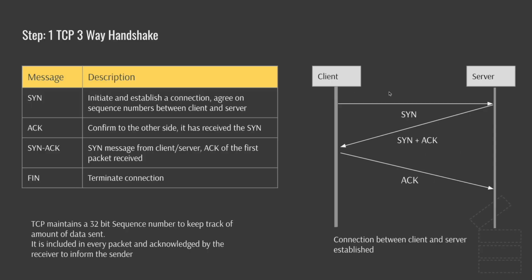As I said, this step involves three processes, and that's one of the reasons why it's called a three-way handshake. And TCP maintains a 32-bit sequence number to keep track of the amount of data sent, and this sequence number is included in every packet. It will be acknowledged by the receiver, and the acknowledgement will be sent back to the sender. So this brings step 1 to an end. So we will look at step 2 now.